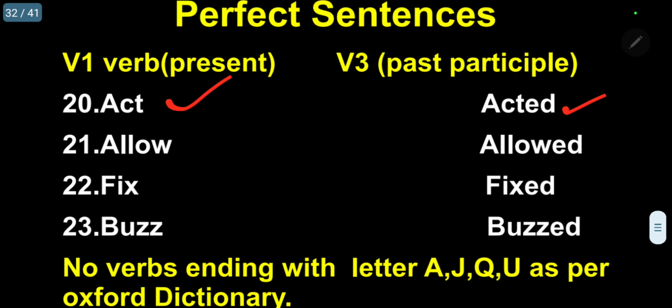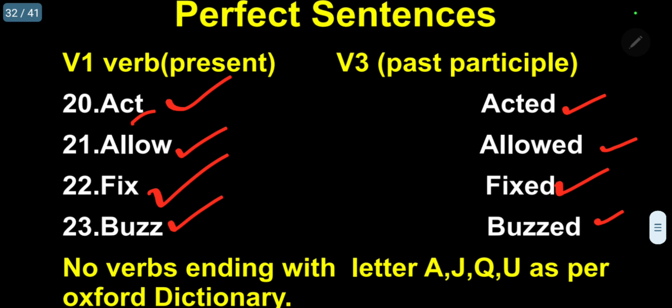Act, acted. Allow, allowed. Fix, fixed. And boost, boosted. The idea here is that this applies to any verb, not only up to T that we have discussed. Kindly follow. That is B, D, G, L, M, N, P, R, and T.